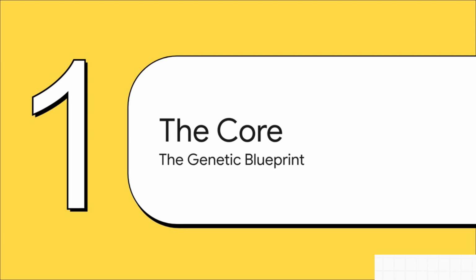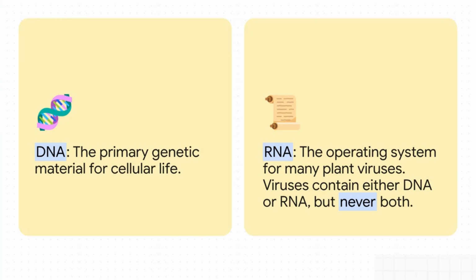Okay. First up, let's start at the very core, the absolute heart of the whole operation, the genetic blueprint. This is the instruction manual, the software that tells the virus exactly what to do to hijack a cell and make more of itself. So right away, we hit the first big design choice. Is the blueprint going to be written in DNA or RNA? And it's always one or the other, never both. Now for us humans, DNA is like the big master library, and RNA is the little note you send out to get stuff done. But for a ton of viruses, especially plant viruses, RNA is the master copy. It's like they've got a faster, leaner operating system.